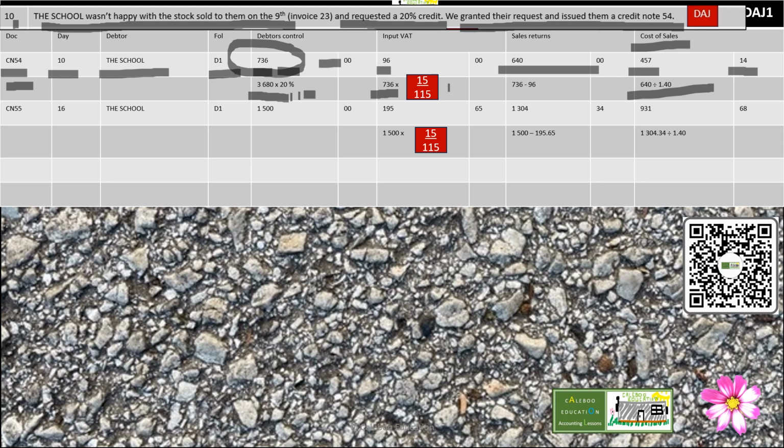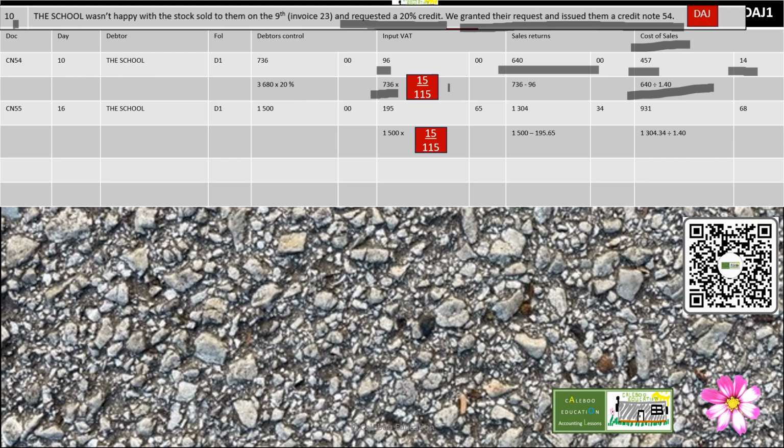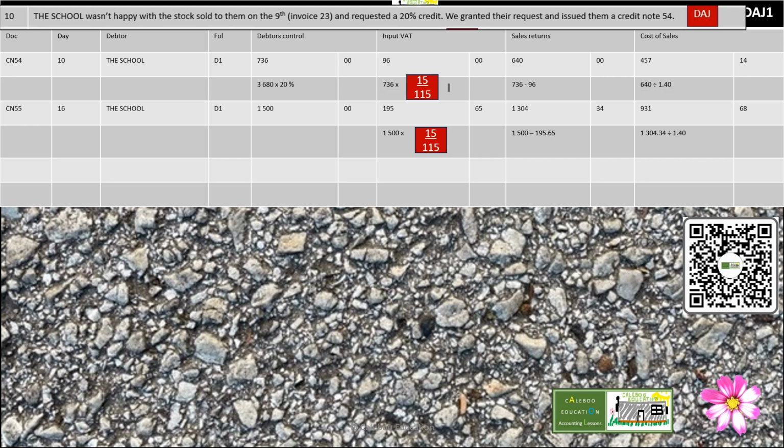Remember from the lessons, this is supplementary to what you're doing. You need to go and practice. Let's move on to the next transaction and see what happened. So let's see.